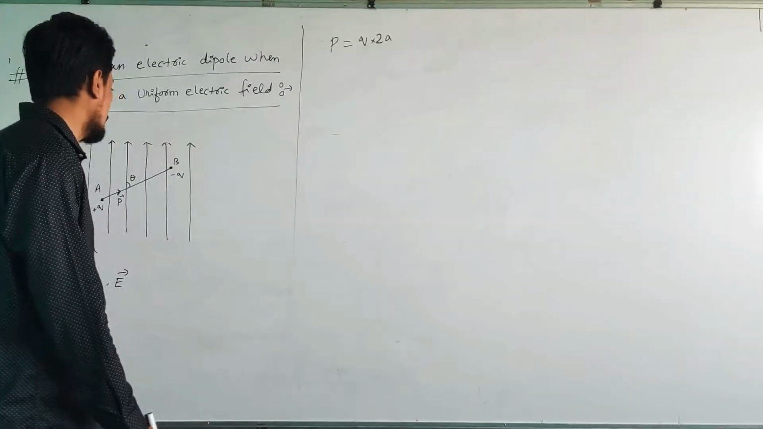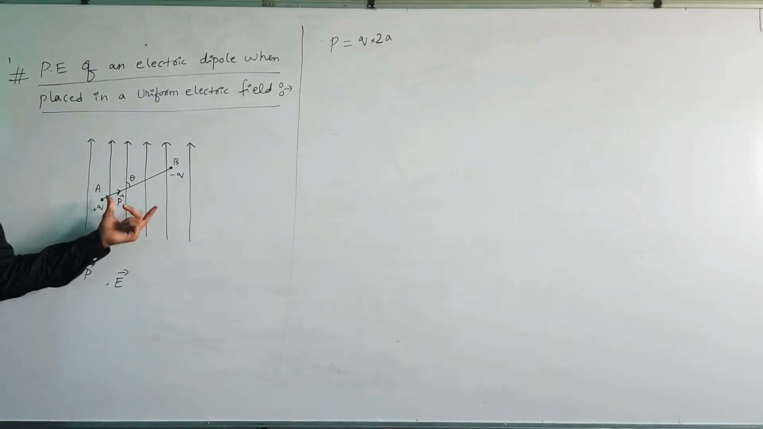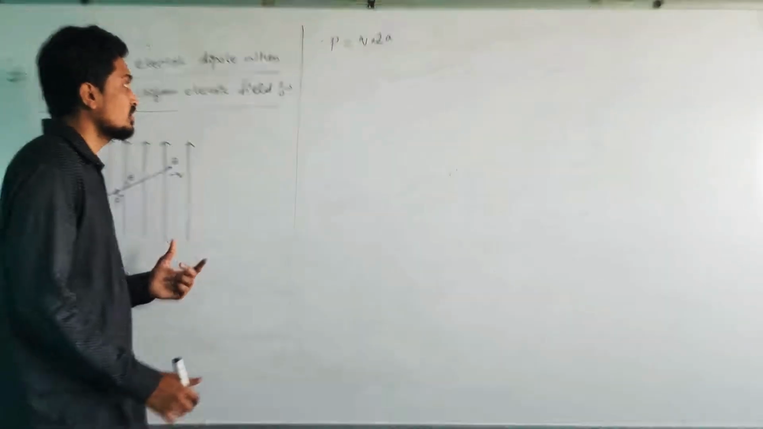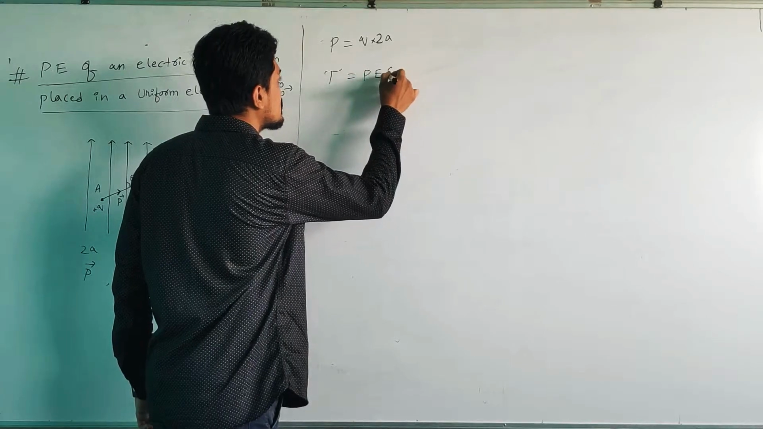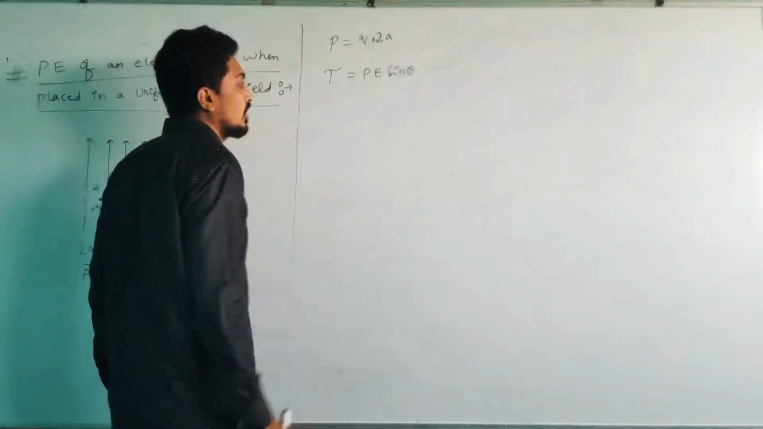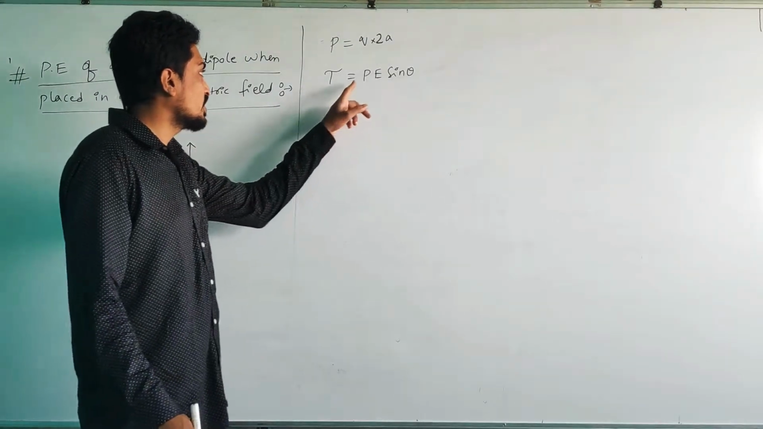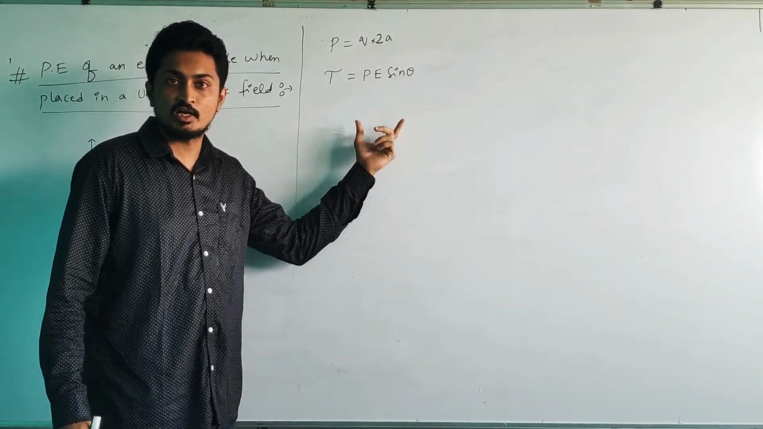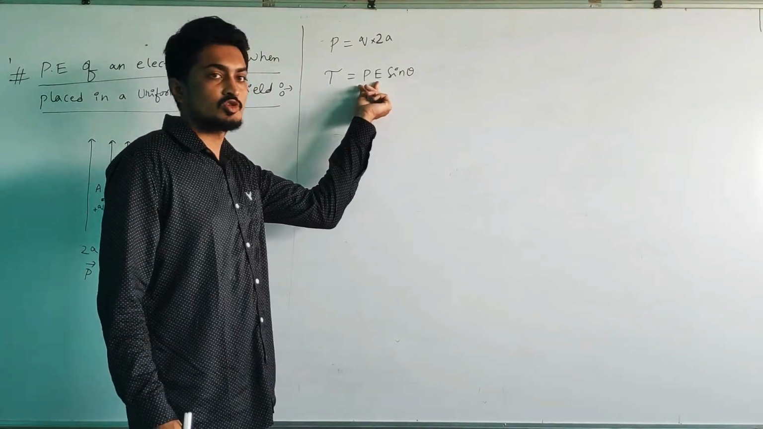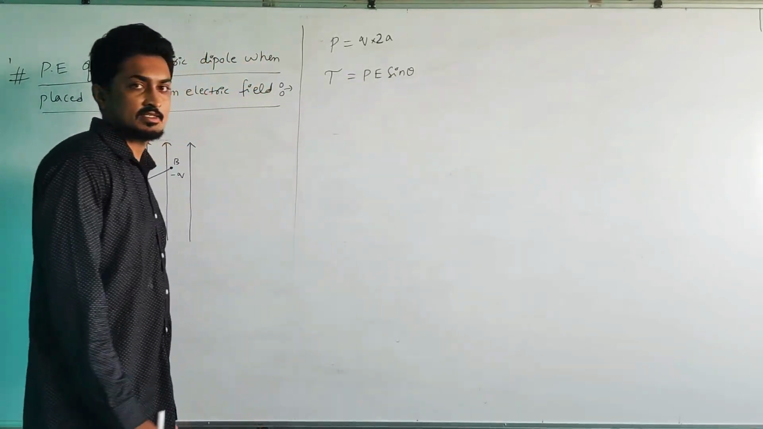We also know that when this dipole and the electric field lines are not parallel, there is a torque developed in the electric field. So torque is equal to P E sin theta. We already derived this. Torque is equal to P E sin theta, where P represents the magnitude of the dipole moment, E represents the electric field, and theta is the angle between these two quantities.